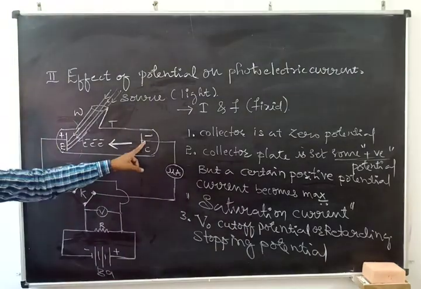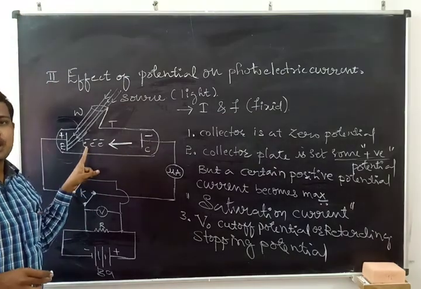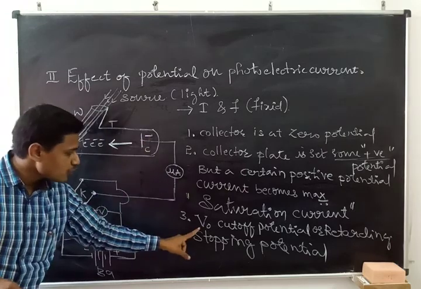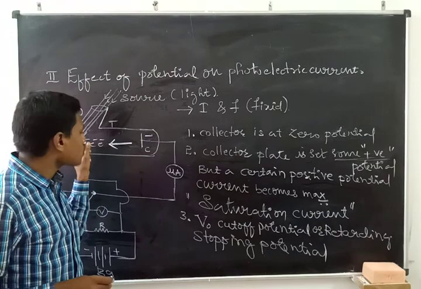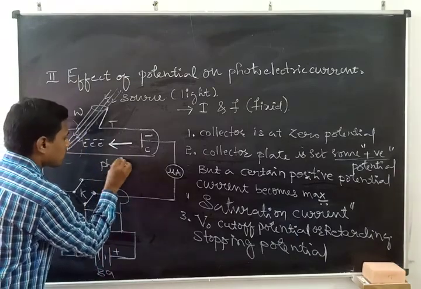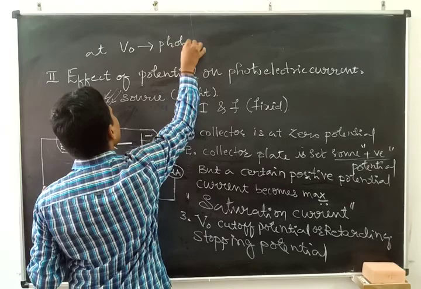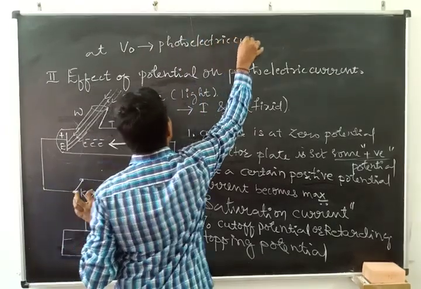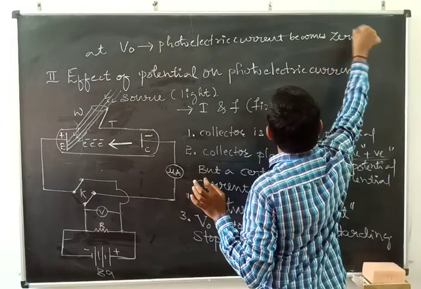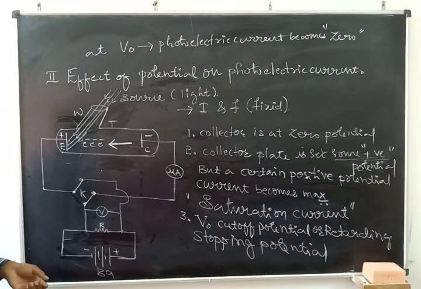Very simple: if you make the collector negative, electrons are repelled. If you increase the negative potential of this collector plate, there is maximum repulsion, which stops the electrons from reaching here. So who is stopping them? The negative potential. What is that particular negative potential which stops the electrons completely and makes the photoelectric current zero? At V0, the photoelectric current becomes zero. This we call the stopping potential, cutoff potential, or retarding potential.